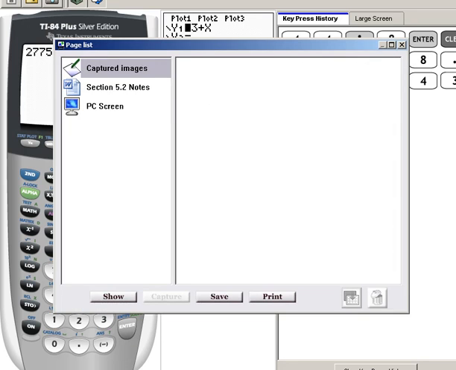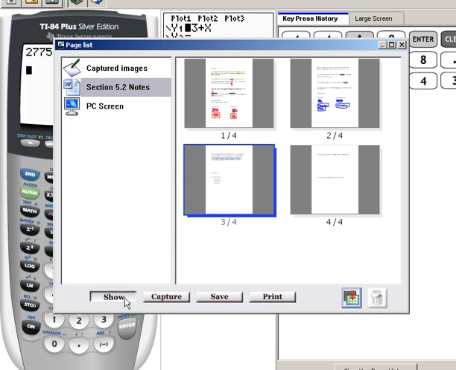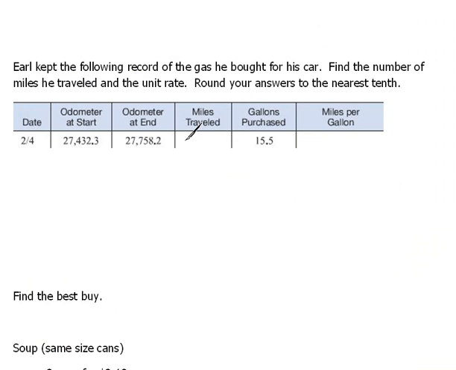So I'm going to write that in on my column right here. So 325.9 miles is how much he traveled. And if you think about that, that should make sense. If he starts with this reading and ends with this reading, then the subtraction or the difference between the two is how many miles he traveled.